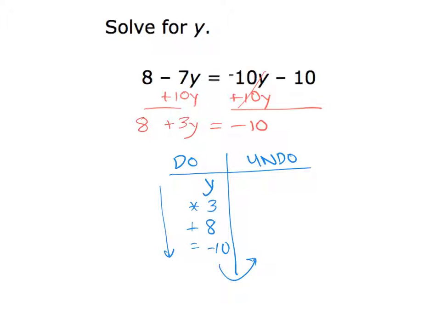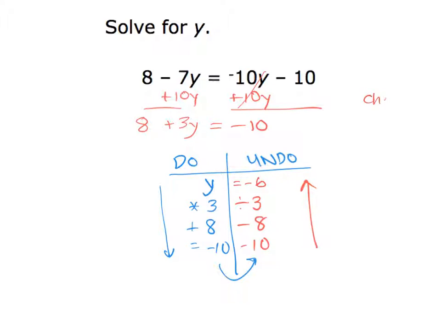So if I want to undo that, we're going to do the opposite of each step. Instead of adding 8, we'll subtract 8. Instead of multiplying by 3, we'll divide by 3. And then if I do the math here, negative 10 minus 8 is negative 18. And then negative 18 divided by 3 is negative 6.